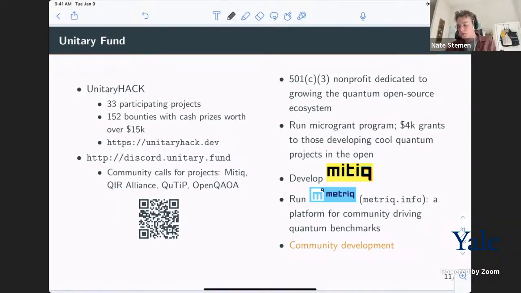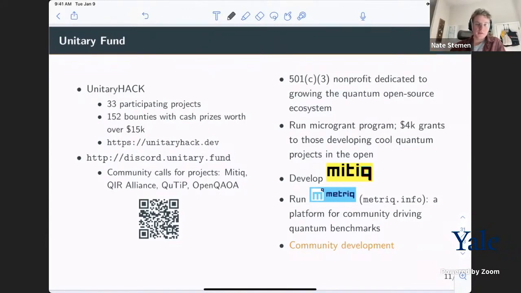QAOA, if you're not familiar, is an optimization algorithm that is becoming increasingly popular. I actually don't know as much about that one, so I can't speak too much about what goes on in those meetings. But if you're interested in getting more involved in any of these projects, or you're just interested in seeing what's out there, come check out the Discord.